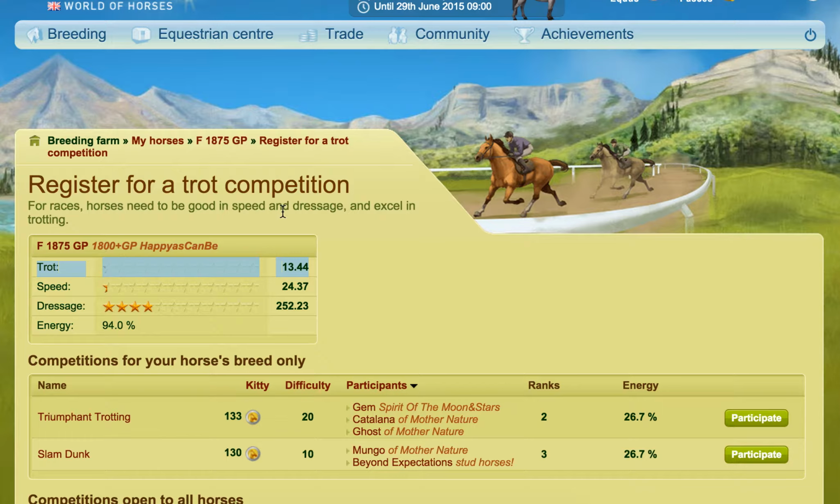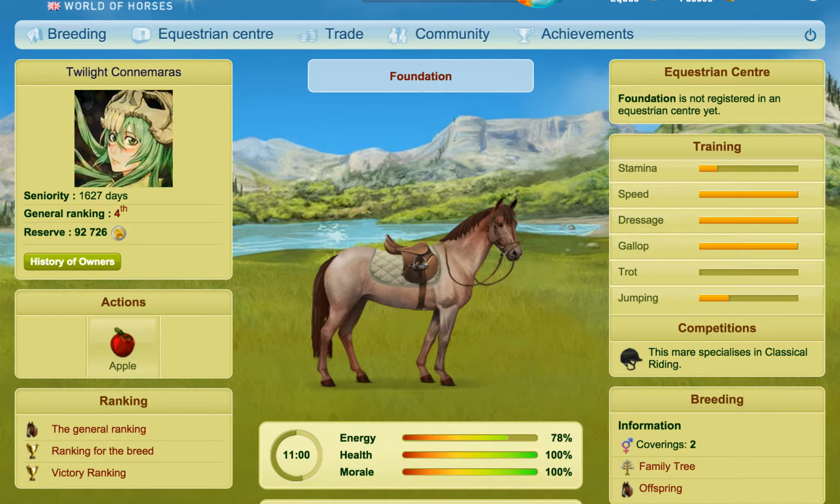But from this, you might decide that, okay, I now know that I need a horse that's good in trot, speed, and dressage. And you should go and find a horse that's good in that. But how do you do that? One of the things is looking at the foundation horses. This is quite a good thing to do.